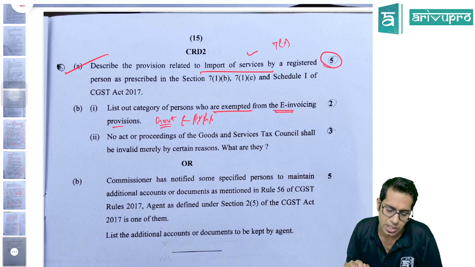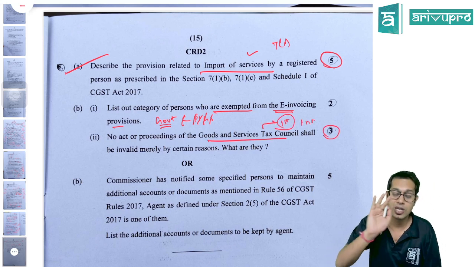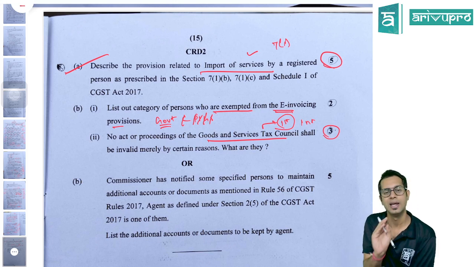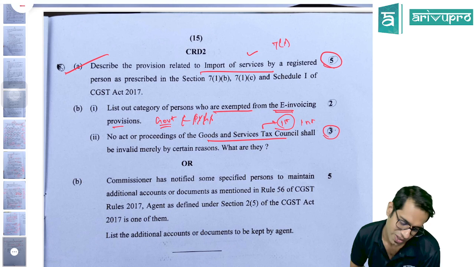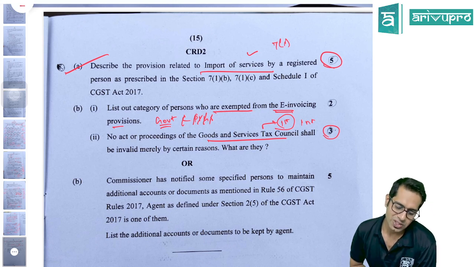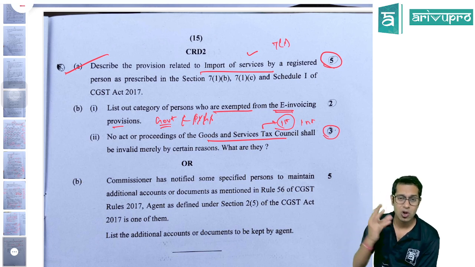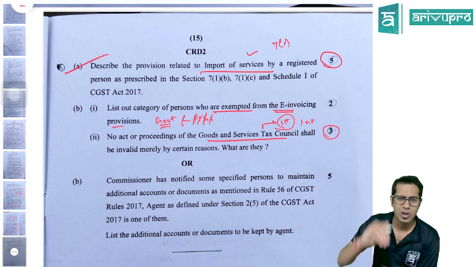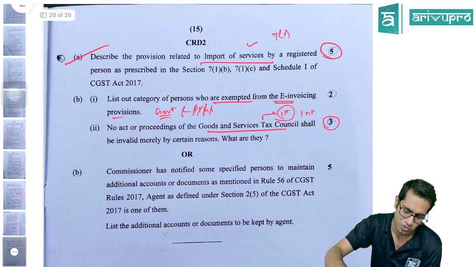No act or proceedings of GST Council. So this is a question from your first chapter, the introduction chapter. Oh, they have asked a question for 3 marks from the first chapter. Normally the weightage of that chapter is 2 to 3 marks. Luckily they have asked a question. No act or proceedings of GST Council shall be invalid merely because of these 3 points. Merely because their composition is not correct, the members are not appointed in the proper manner, etc. Some story they have given.